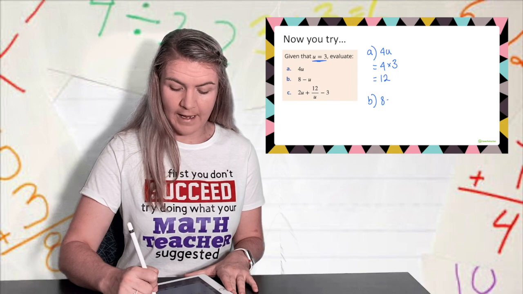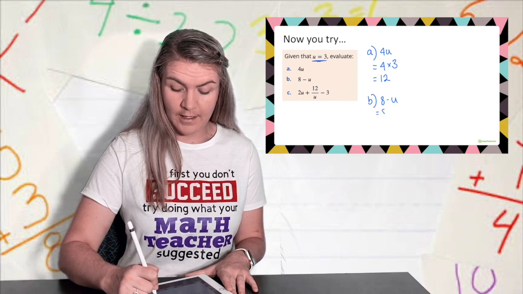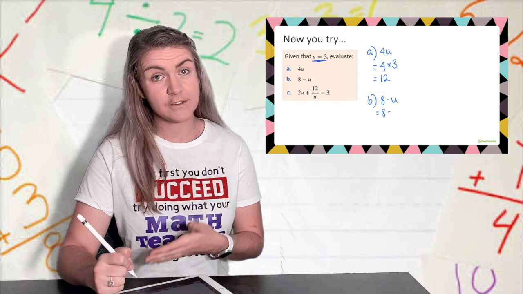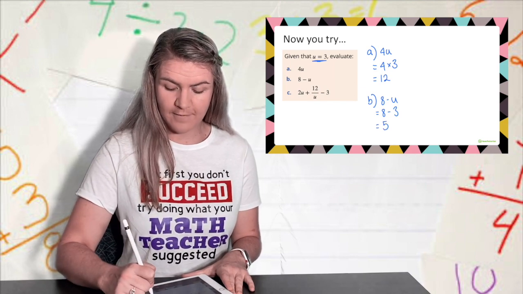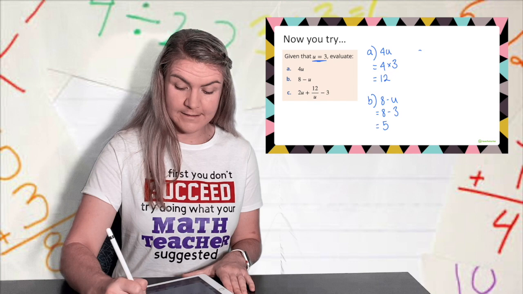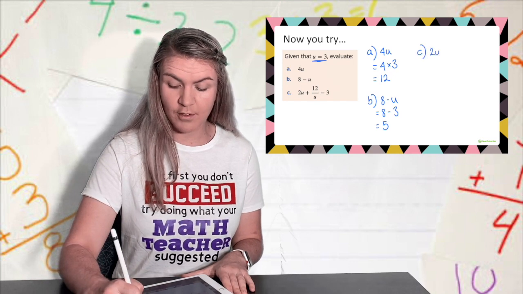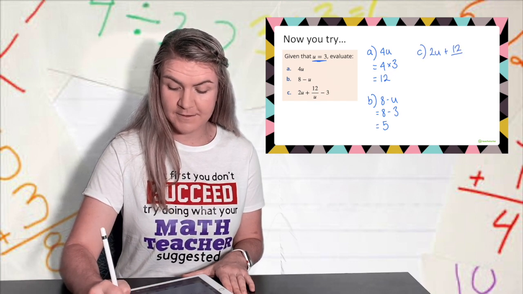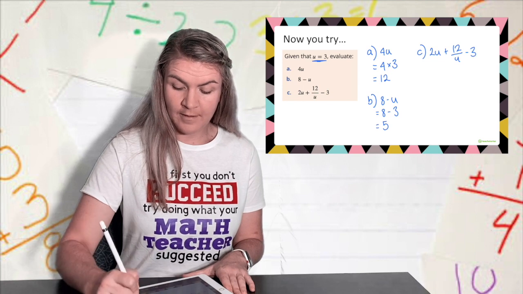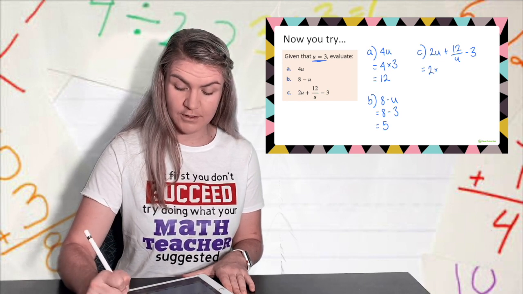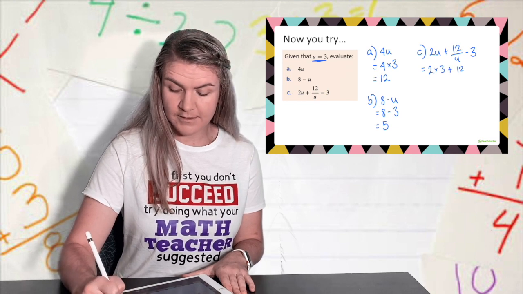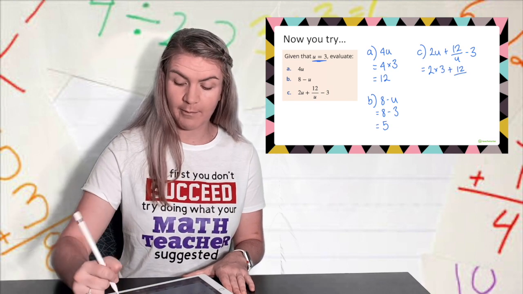B, 8 take u. 8 take u equals 3, so I'm replacing the u with a 3. 8 take 3 equals 5. And lastly, again, a bit of a tricky one because there's multiple u's, but that is absolutely fine. 2u means 2 times u, so that's 2 times 3, plus 12, oh, it's a u, so I'm replacing it with 3.